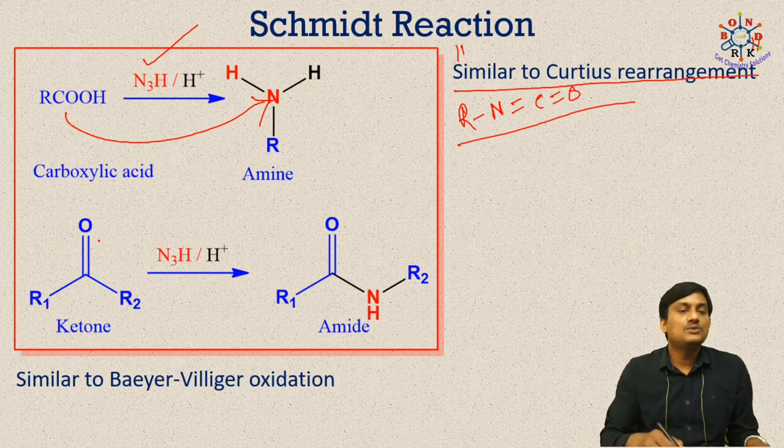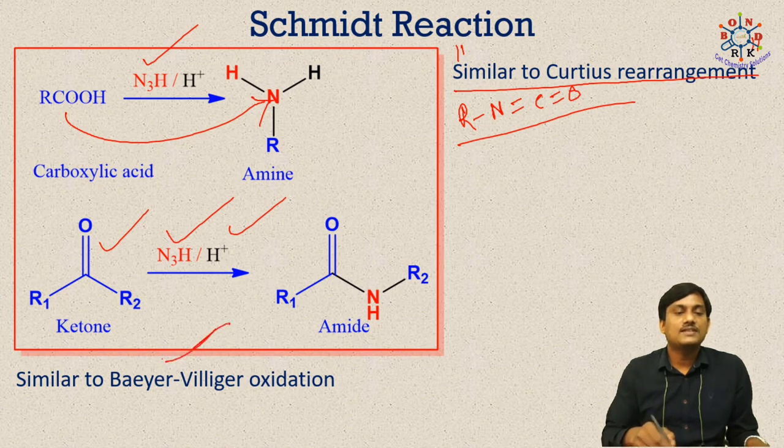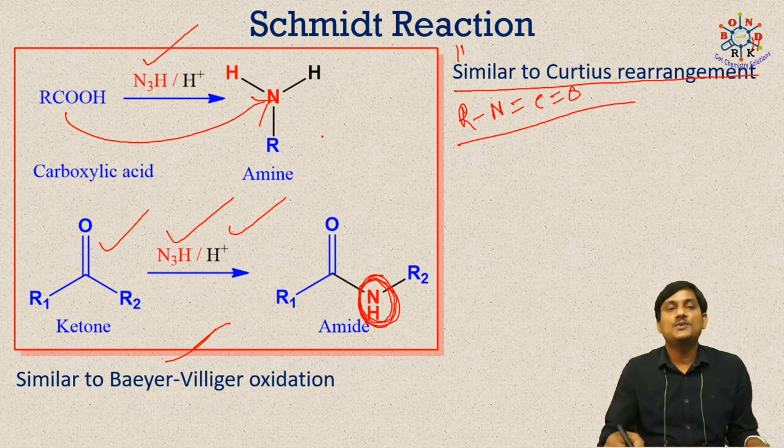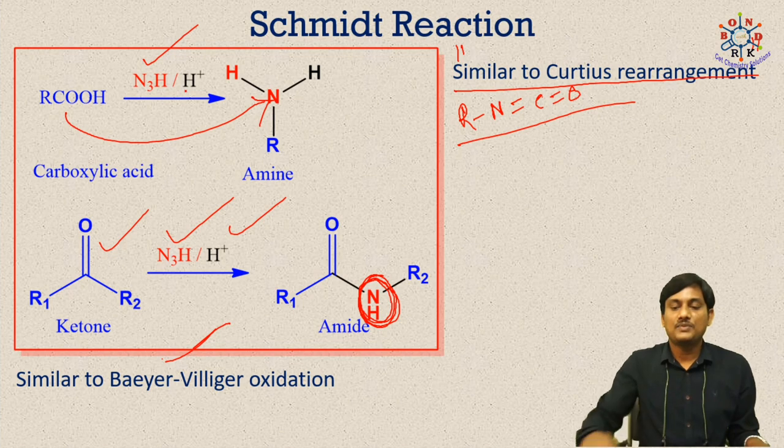If you treat ketone with hydrazoic acid in presence of H+, this reaction is similar to Baeyer Villiger oxidation. In Baeyer Villiger oxidation, there is an insertion of oxygen between C=O and one of the alkyl groups. But in case of the Schmidt reaction, there is an insertion of NH between C=O and one of the alkyl groups. So finally, you will get amide. So this is the inserted NH group between C=O and R2. So in Schmidt reaction, you can convert carboxylic acids into amines and ketones into amides by treating with the hydrazoic acid in acidic conditions.